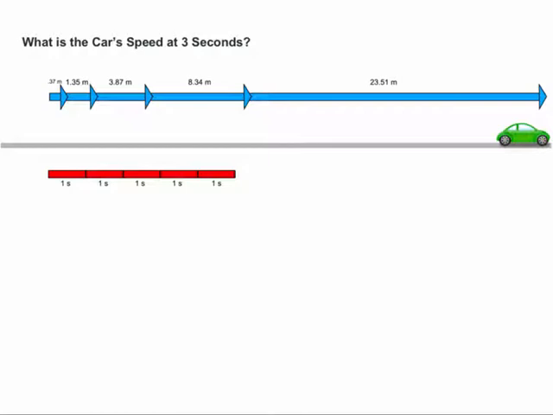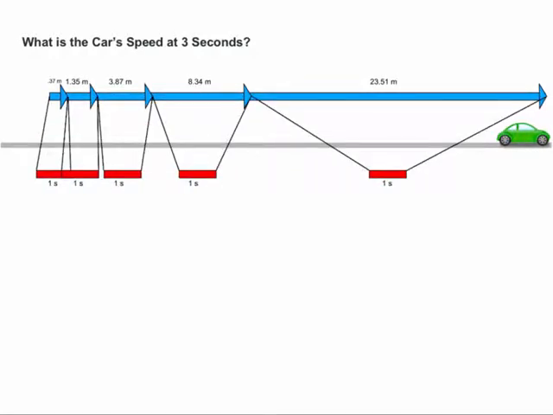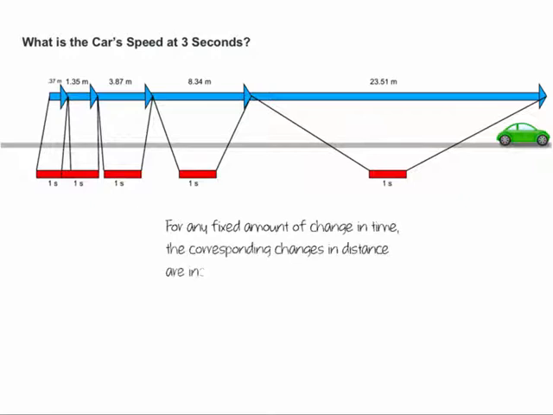Now, let's think about how these time intervals compare to their corresponding distance intervals. These black lines indicate how each distance interval corresponds to a time interval. So, for each successive 1-second time interval, the size of each distance interval increases. Another way to say this is for any fixed amount of change in time, the corresponding changes in distance are increasing. And this is what it means for the car's speed to increase.